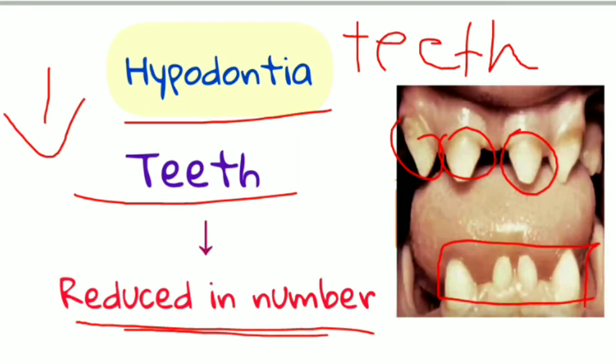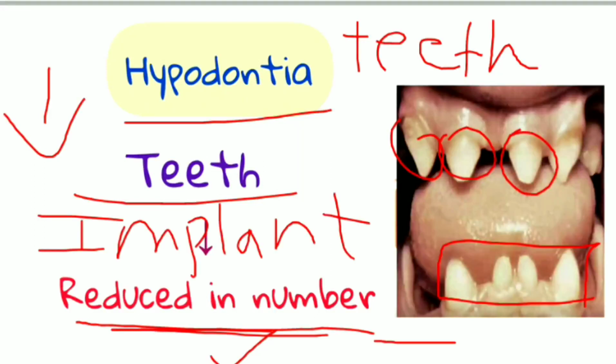The problem of reduced number is also cured, as well as proper function can be established and the shape also gets better. So we can do an implant to cure this oral manifestation.